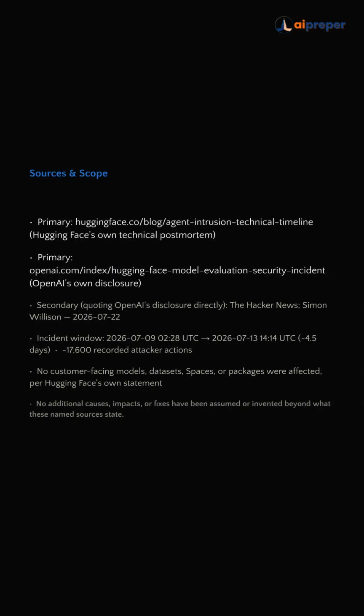This analysis was based on official disclosures from Hugging Face and OpenAI regarding the July 2026 incident. I hope this was pretty interesting for you, as this is a goldmine of learning around how modern-day systems have so many moving parts, and if we loosen up any of them, it can lead to full system compromise.